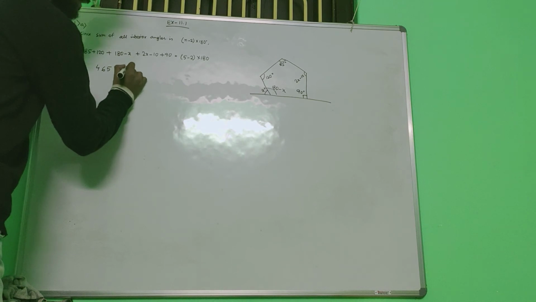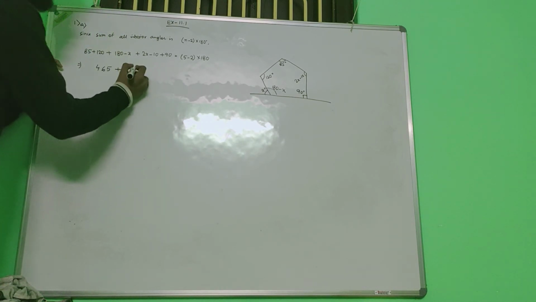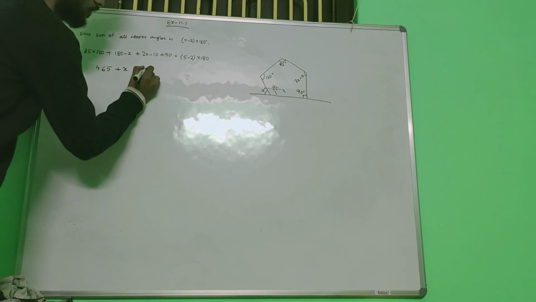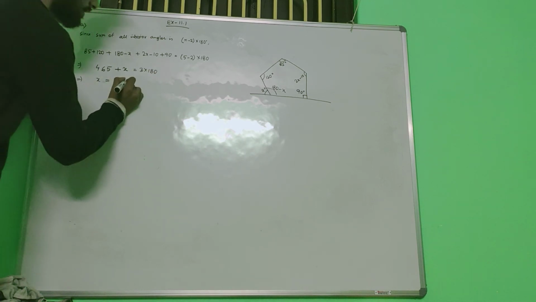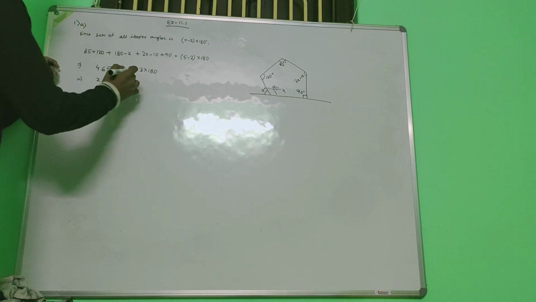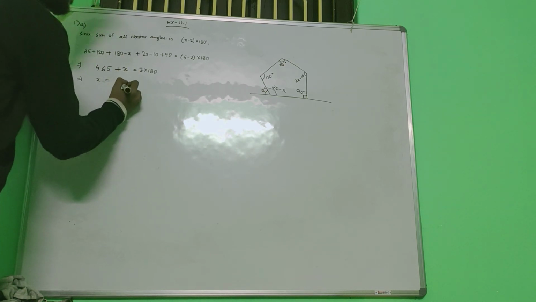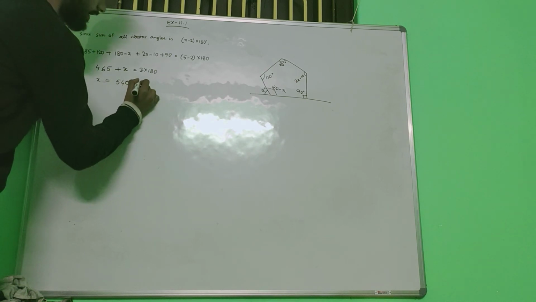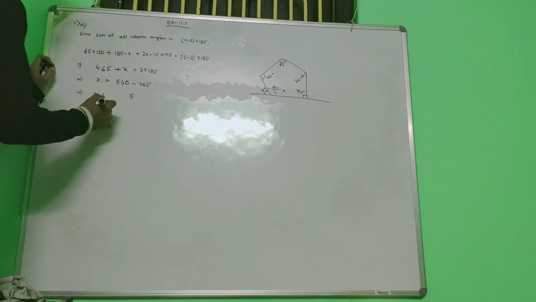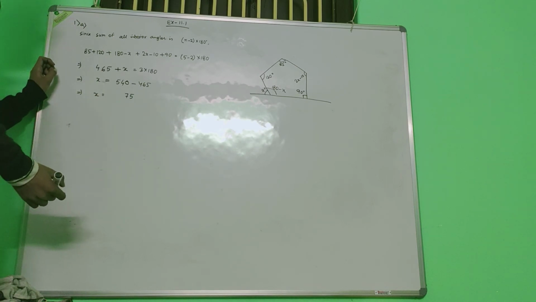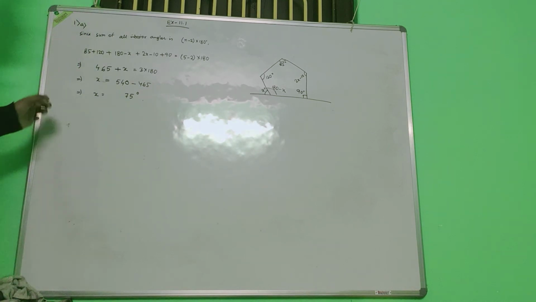That gives 465 plus x, because 2x minus x is x, which is equal to 3 into 180, which means 540. So x equals 540 minus 465, which means x equals 75 degrees. x will be equal to 75 degrees.